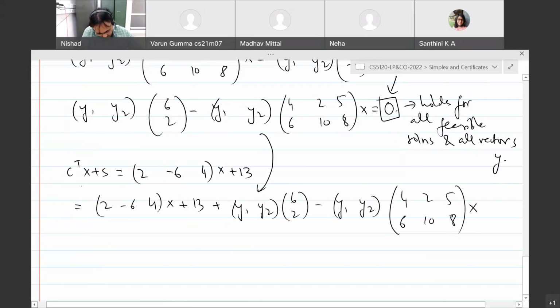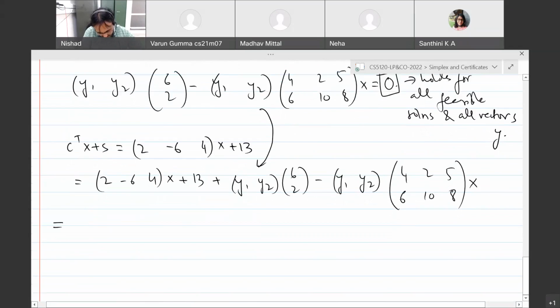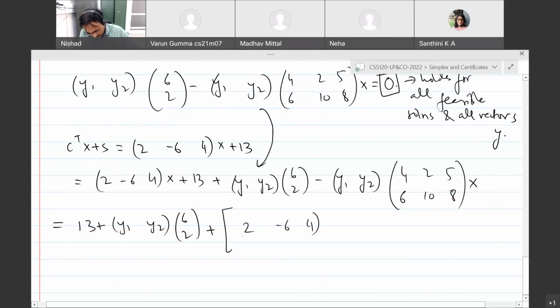Notice that certain things here evaluate to a constant. 13 is a constant. y1, y2 times 6, 2 will be a constant because we will pick a specific y1, y2 and plug it in here. And the rest of the stuff is actually in terms of x. So the rest of the stuff looks like this: 2 minus 6, 4 minus y1, y2 times 4, 2, 5, 6, 10, 8. Sorry, I forgot to put y1, y2.